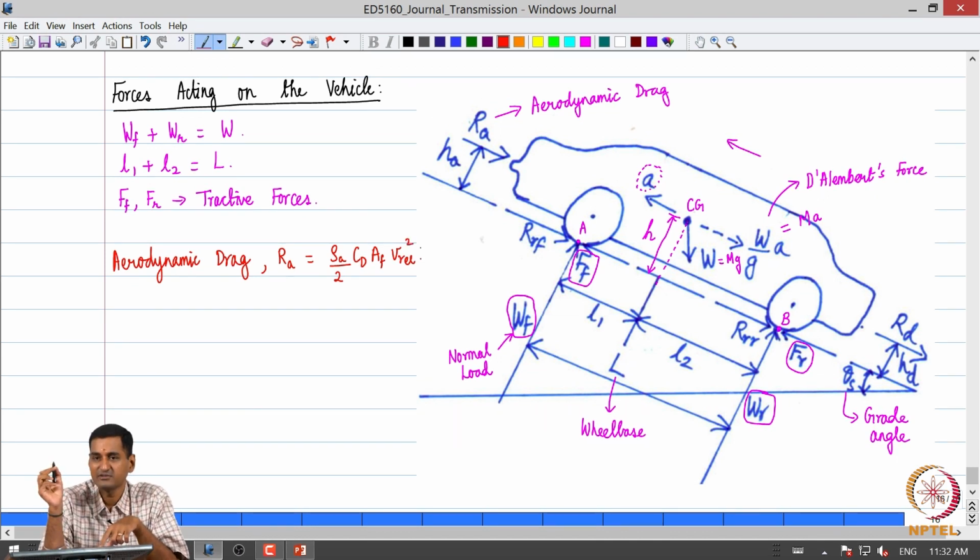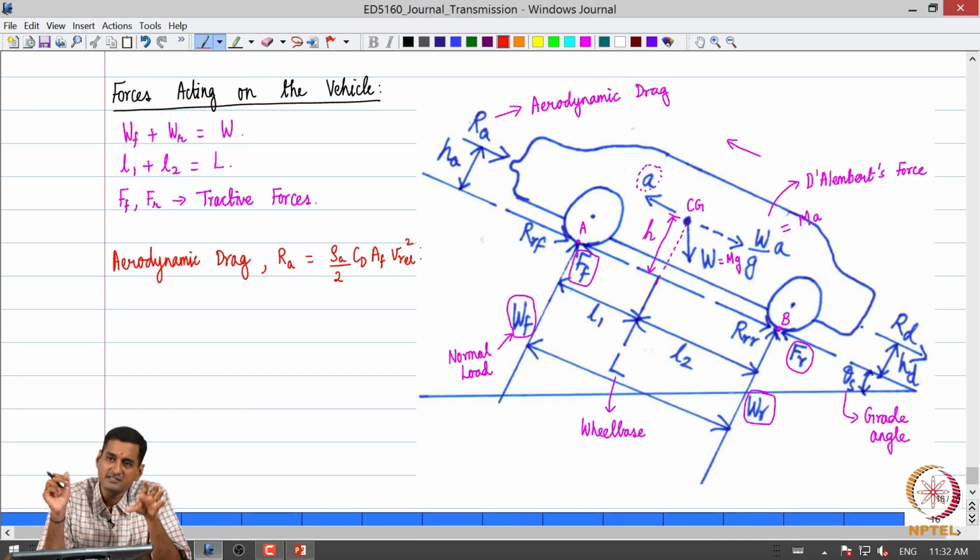Rho A is the density of air, CD is the drag coefficient, AF is what is called the frontal area of the vehicle, VRL is the relative speed between the vehicle and the local wind speed. Okay. So, that is how this aerodynamic drag is quantified.